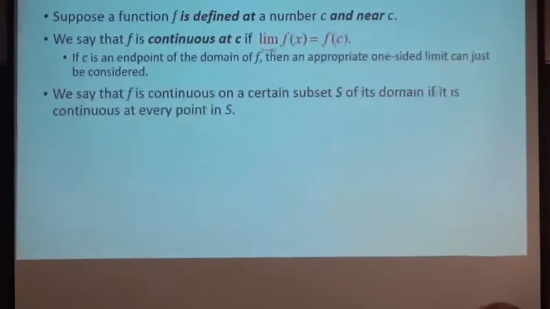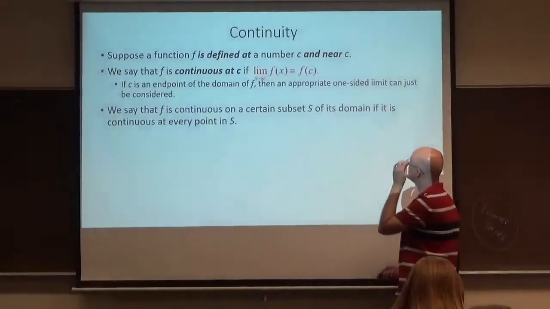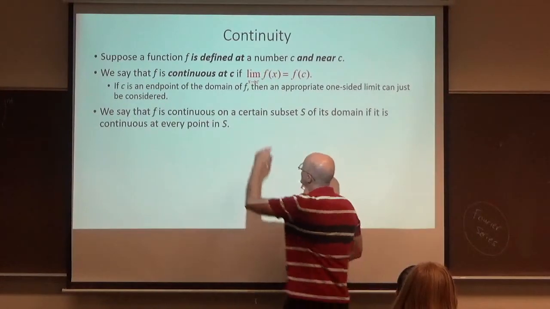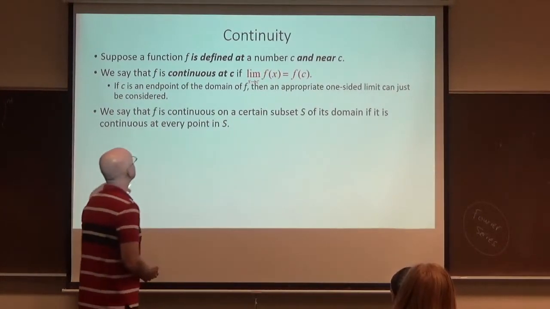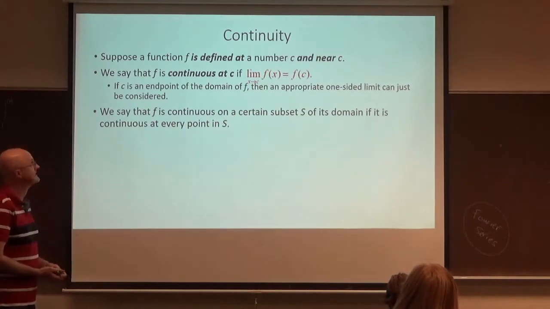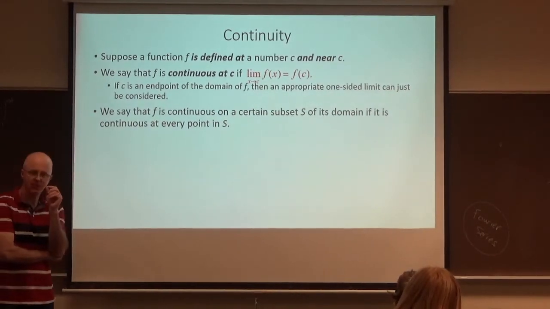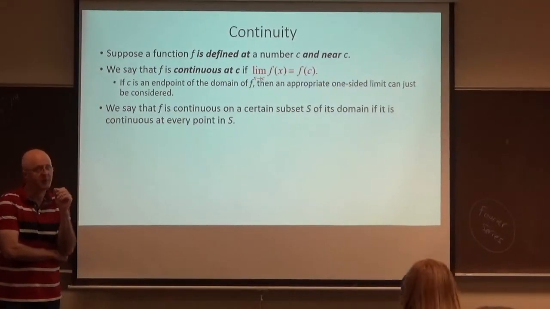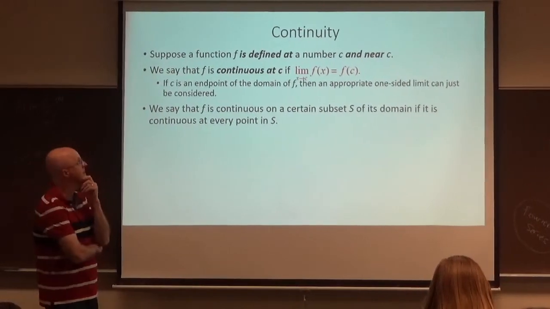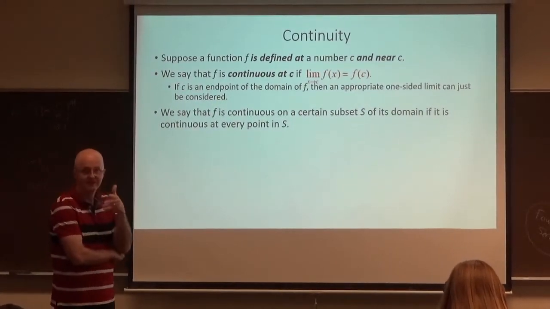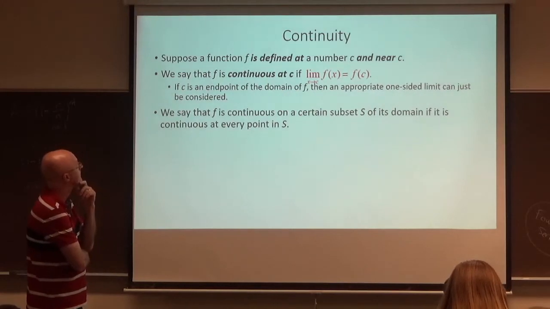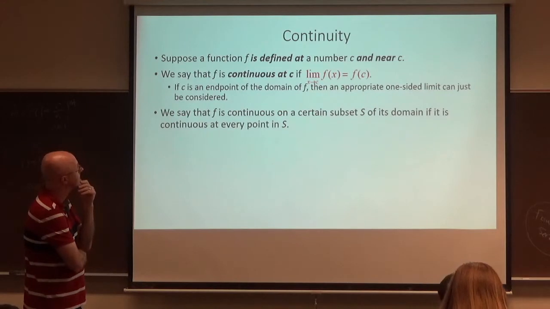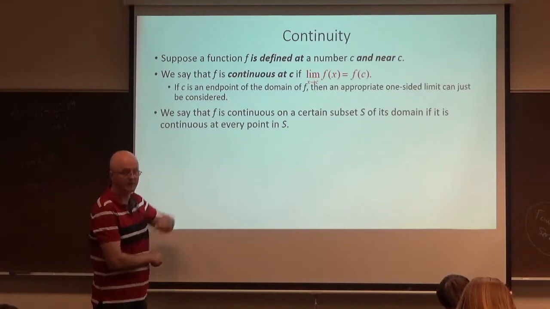Then you say f is continuous on a certain subset S of its domain if it is continuous at every point. So the first bullet here is continuity at a point, x equals c. By the way, sometimes you use the word point for a literal point in the plane. Sometimes you use the word point for a number. So don't let that confuse you. I'm doing that when I just said what I said a minute ago. c is a number, but I might also call it a point.